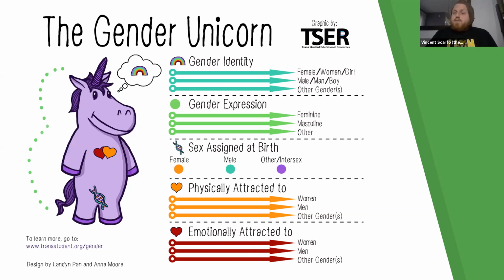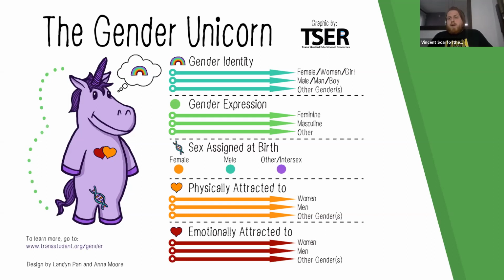At the bottom, we have separated sexual attraction into physical attraction and emotional attraction. This is where asexual people come in. Asexual people may put physical attraction at 0 for all those vectors and emotional attraction at 100 for all of those. So it allows for a lot more flexibility in describing your own sexuality and gender. And then in the middle here, we have sex assigned at birth.